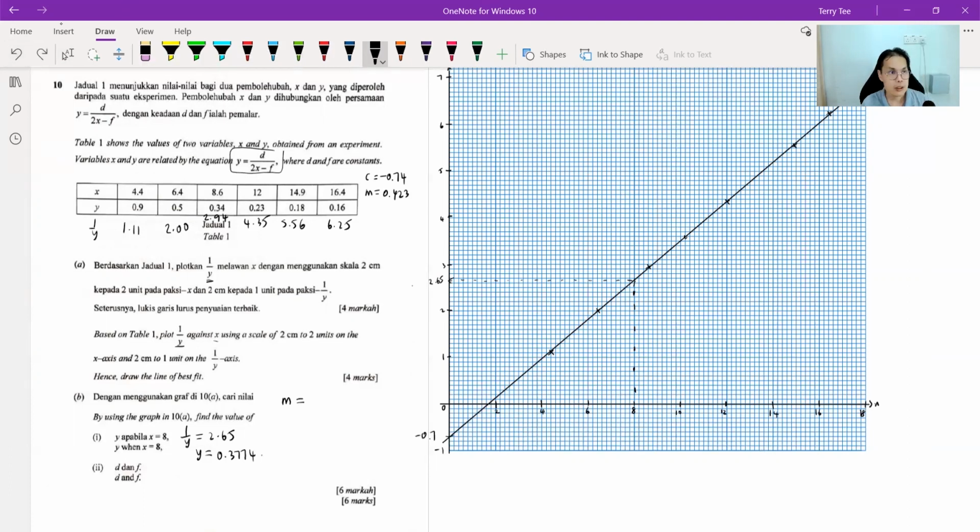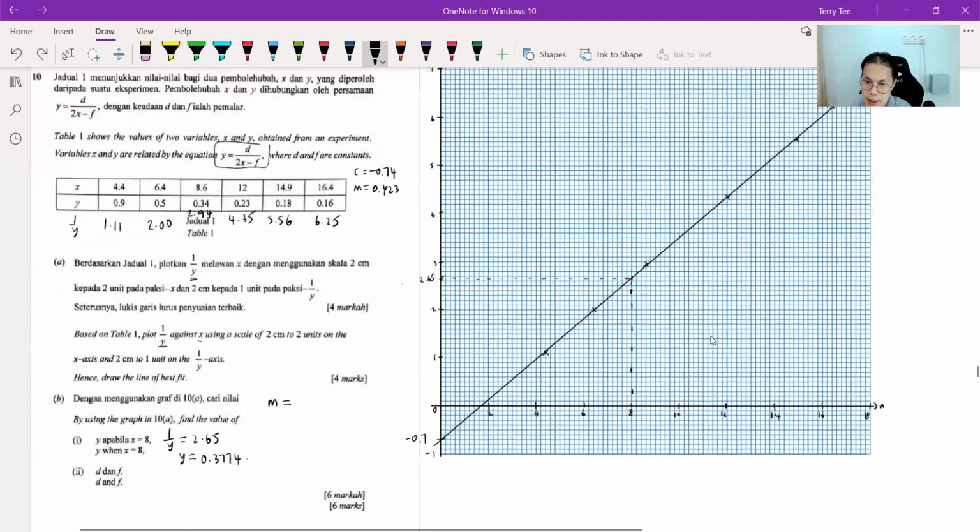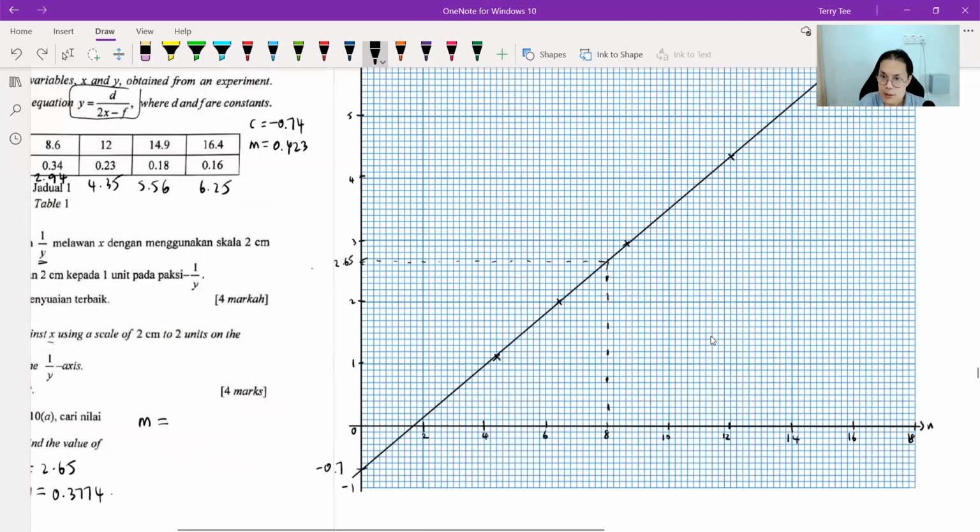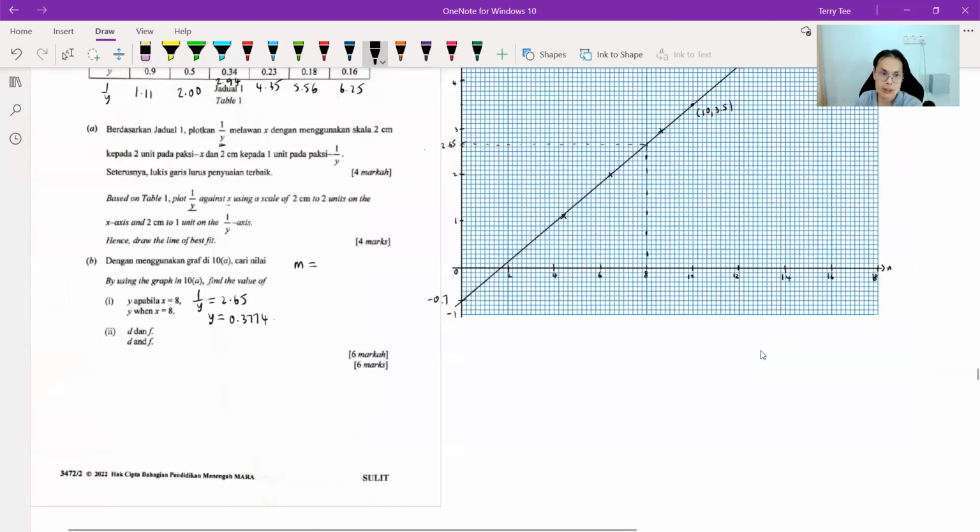Okay, let me undo this. Where is 10? At 10, it sits at exactly this point, 10 and 3.5. Yeah, 10 and 3.5. It looks like 3.5 here. Okay, so I'm going to calculate my gradient.